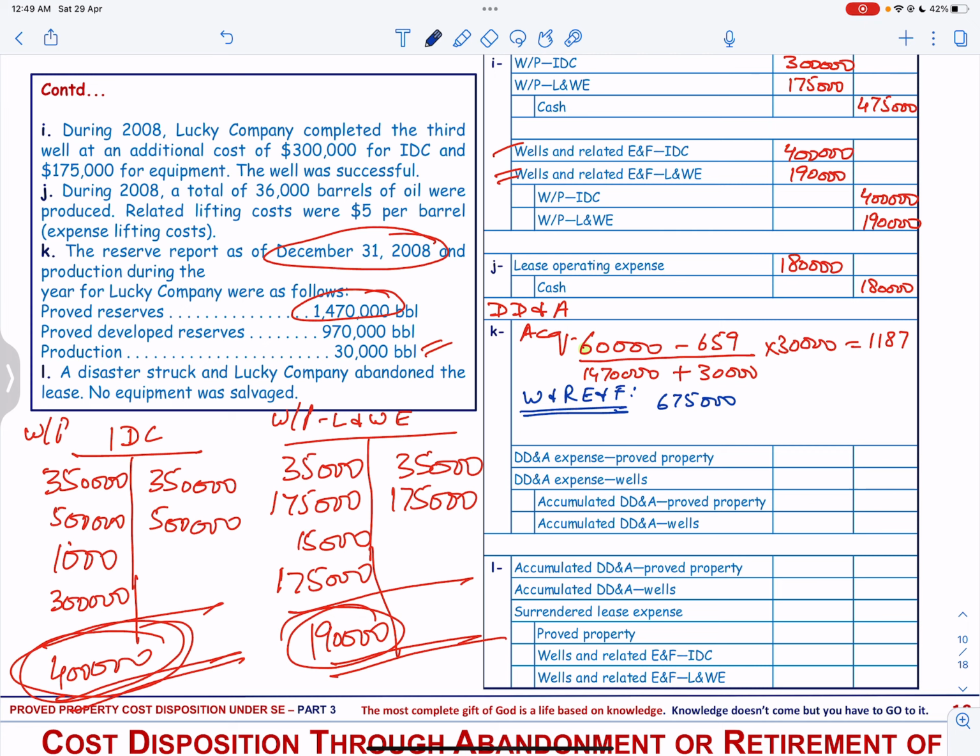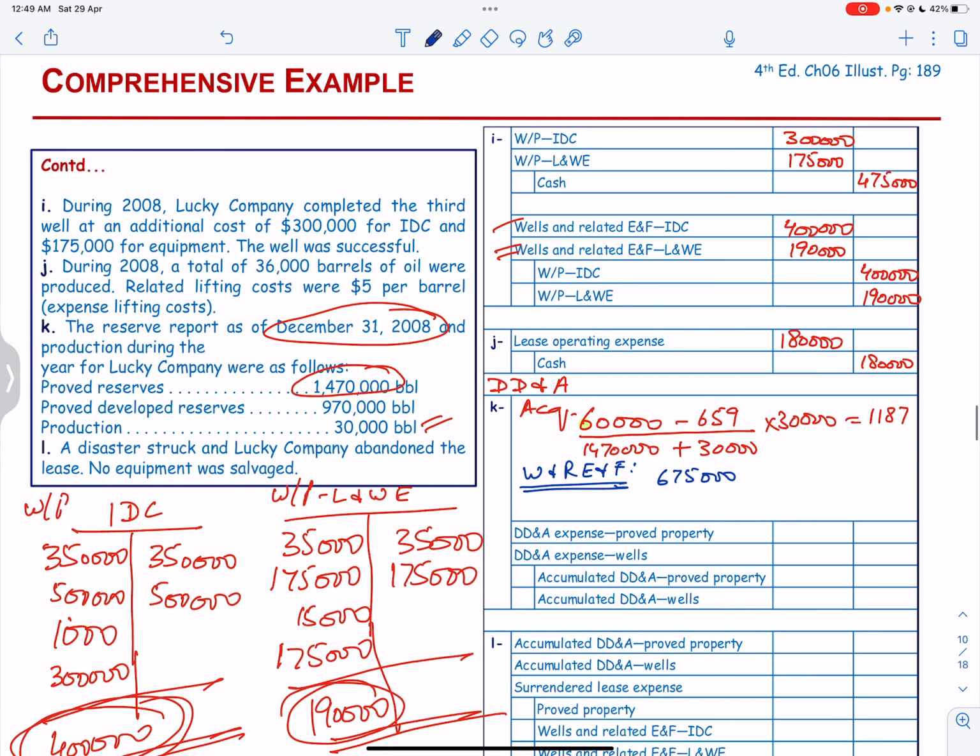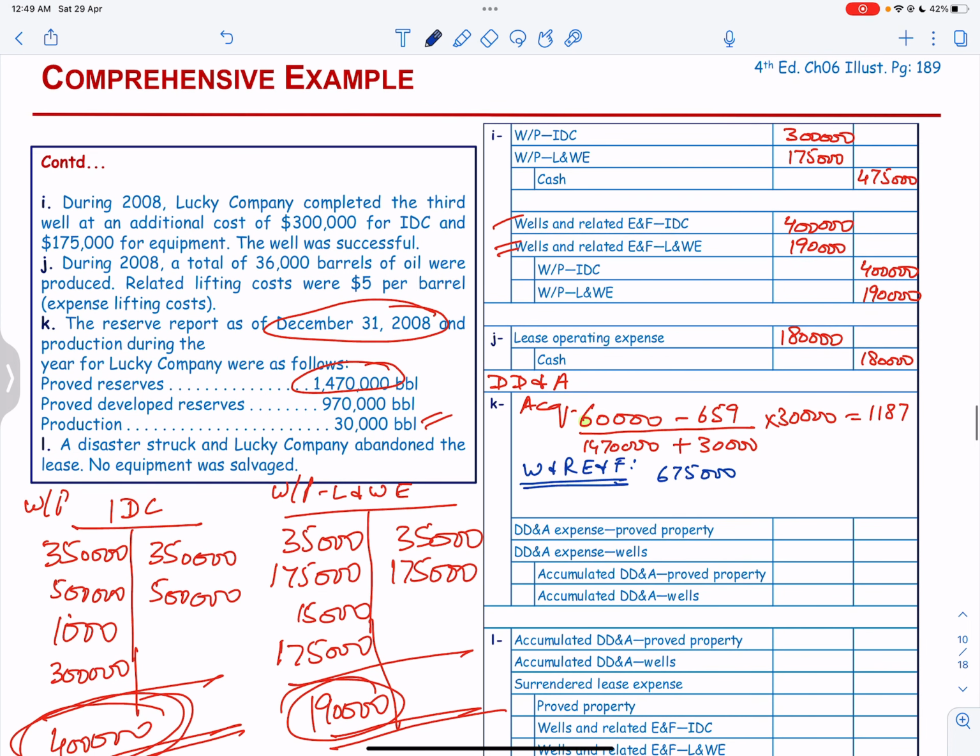And again, what else we have? And then we have made some more. Oh yes, here you see wells and related are there, 40,000 and 190,000, that makes 590,000 divided by the proved developed reserve, and the proved developed reserves is 970,000 plus the production, because this is at the end of the year, times 30,000.